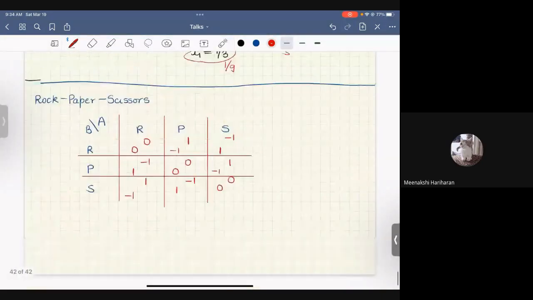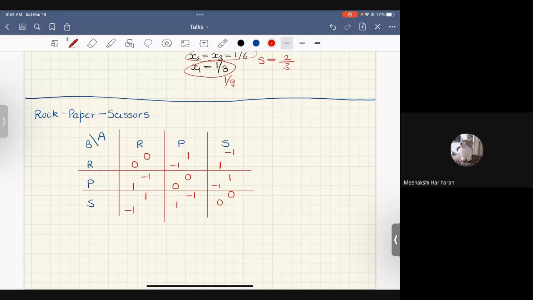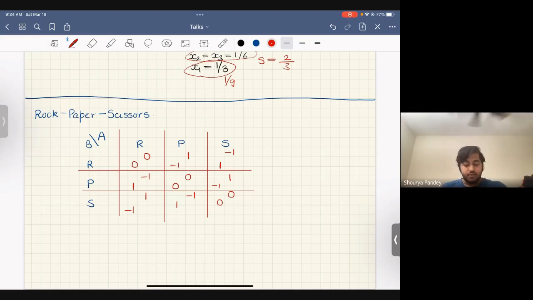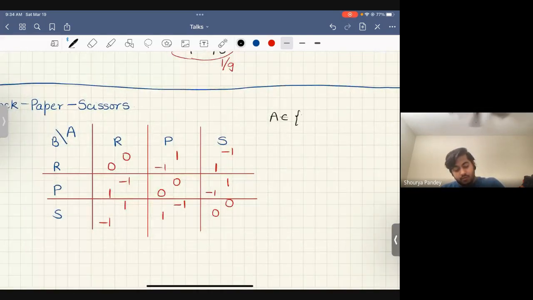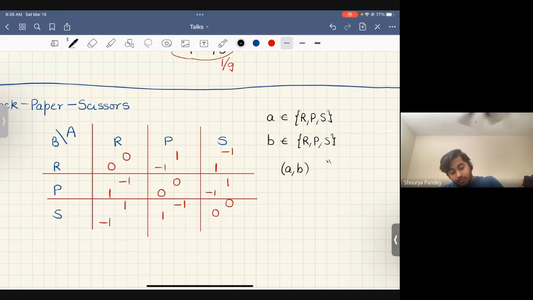I don't think there can be any strategy, because for everything you pick, there's one thing that you can defeat and one thing that can defeat you. Good. Yes. So A can choose something from rock, paper, scissors and B can choose something from rock, paper, scissors, but we can't choose a symbol from here and a symbol from here such that a comma b is stable, because that's just not true, right?